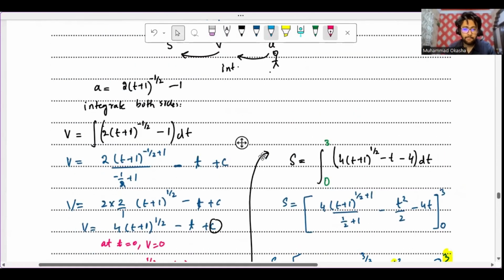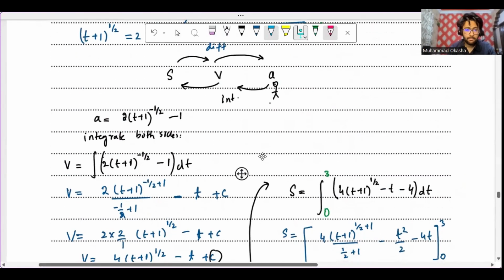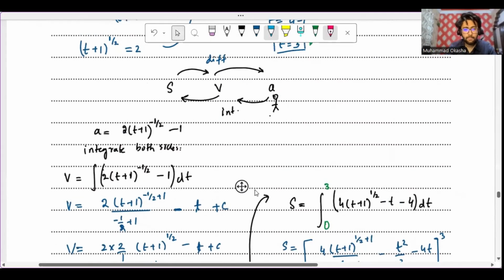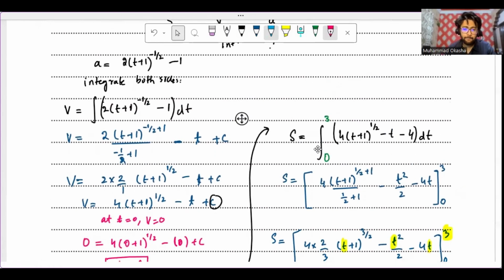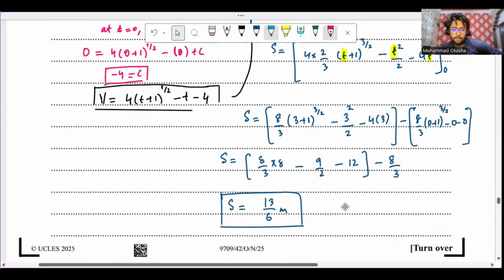Then I integrated velocity again to work out the displacement or the distance traveled. So I integrated this expression for velocity again. I put in the limits for time from 0 to 3, and that got me the value of distance, 13/6.